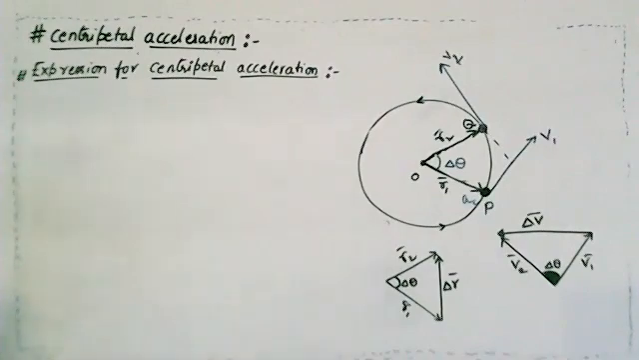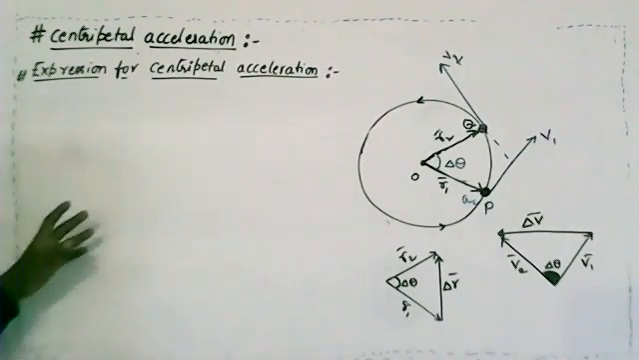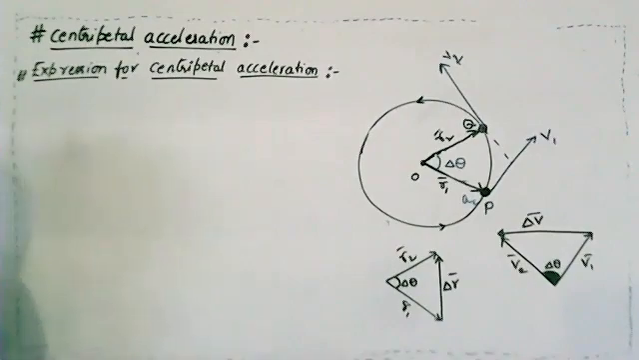Now let us consider a body moving in a uniform circular motion. Let r1 bar be the position vector at point P and r2 bar be the position vector at point Q, and v1 and v2 be the velocities at point P and point Q. Understood? I'll write the points.